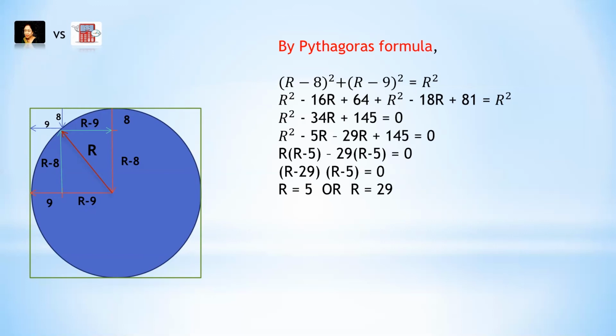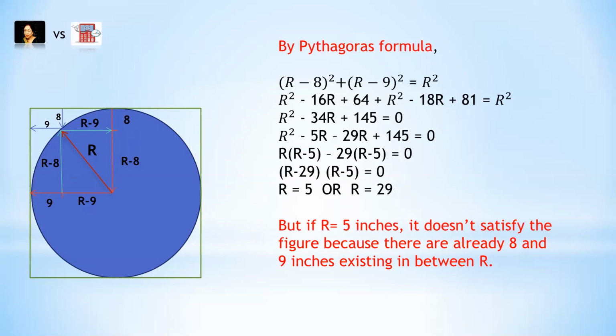If we arrange the equation, it will look like r square minus 34r plus 145 equals 0. So let's do the middle term split. It comes with minus 5r and minus 29r. So r is 5 or 29. Let's work out which one is our r, because both cannot be r, as they are quite far apart from each other. So here is some logic for r equal to 5.